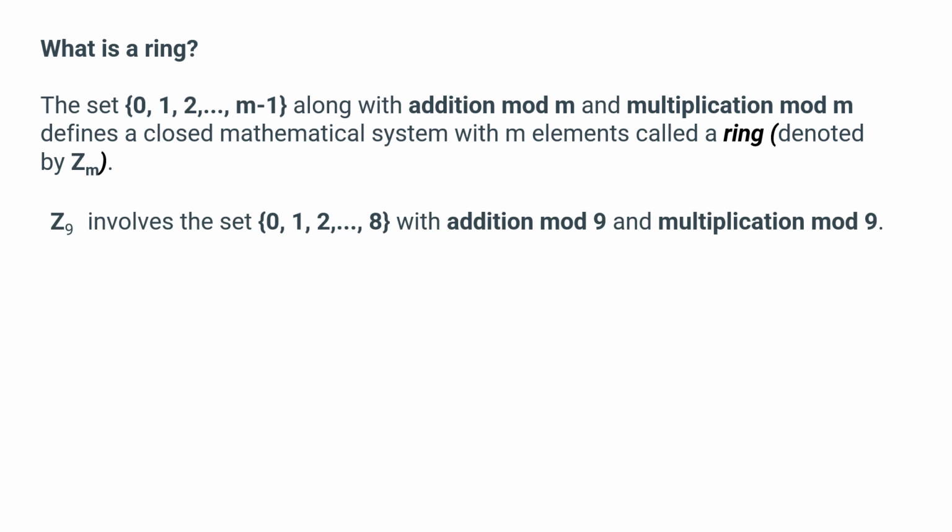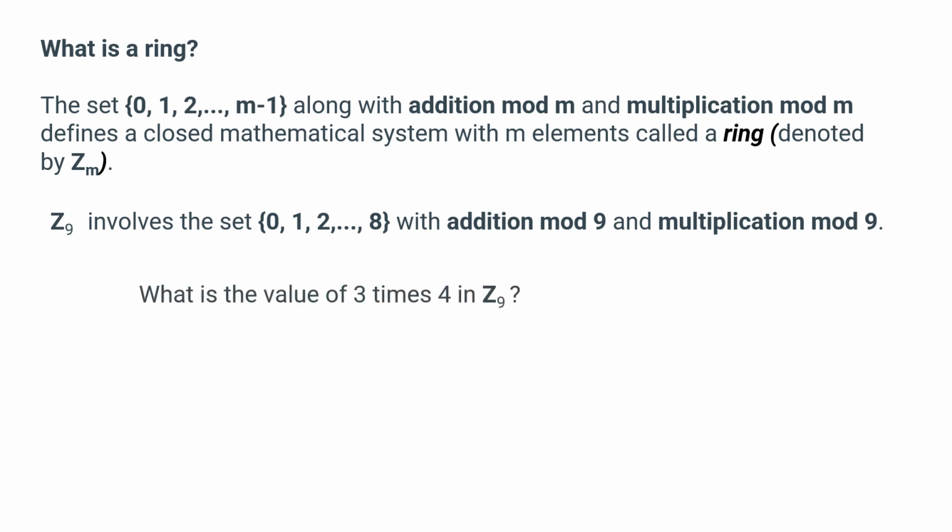So it's really pretty simple. Z sub 9 would involve the set 0 up through 8, with the operators addition mod 9 and multiplication mod 9. That would represent a closed mathematical system, because if we take any of those numbers and apply these operators, we would get one of those numbers back.